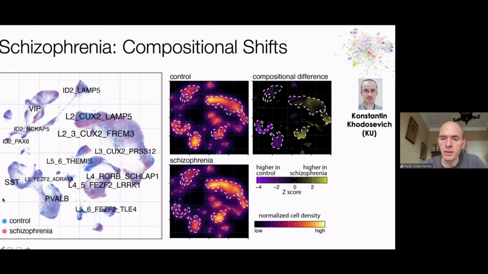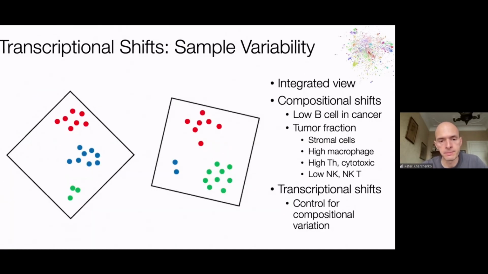Now, the thing to point out is that some of the populations, let's say this population of SST neurons, are fairly uniform in terms of their behavior, so they're higher in control. Whereas other clusters like this very large L2-CUX2-LAM5 population actually behave differently. So some parts of it are high in schizophrenia, some parts are high in control. And these types of cluster-free analysis allow you to check basically whether the granularity of your populations that you've defined accurately captures the behaviors that you see in the data.